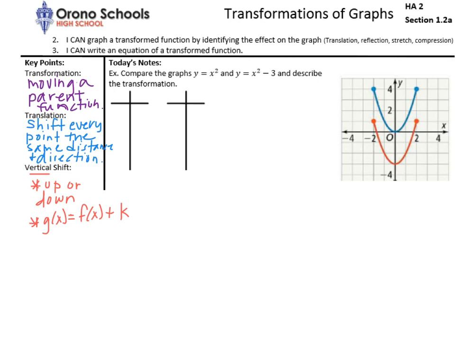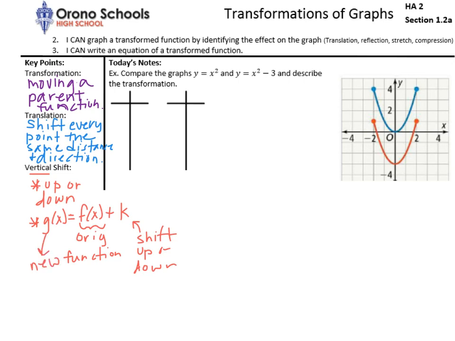A translation will shift every point in the original function the same distance and direction. If you have a vertical shift in your function, it can go up or down. And the vertical shift function would be g of x is equal to f of x plus k. F of x would be your original function, or your parent function. K is going to be the shift up or down. And then g of x is your new function.